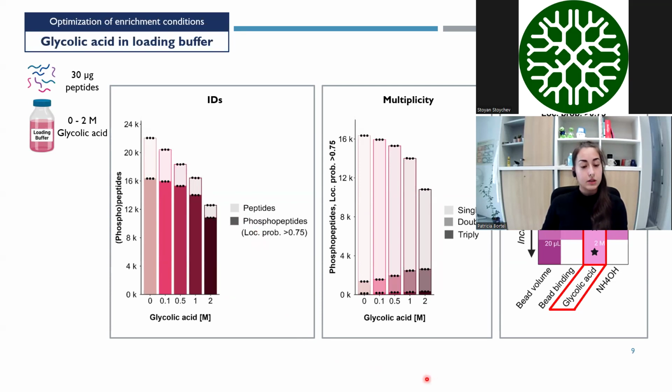And interestingly, we also saw that with increasing molarities of glycolic acid, we enriched a higher number of multiply phosphorylated species, which means that under very competitive conditions, the multiply phosphorylated species will preferably bind to the bead. And again, we also observed that with increasing molarities of glycolic acid, the enrichment got rather more specific with more acidic phosphopeptide PIs with the higher concentrations here.